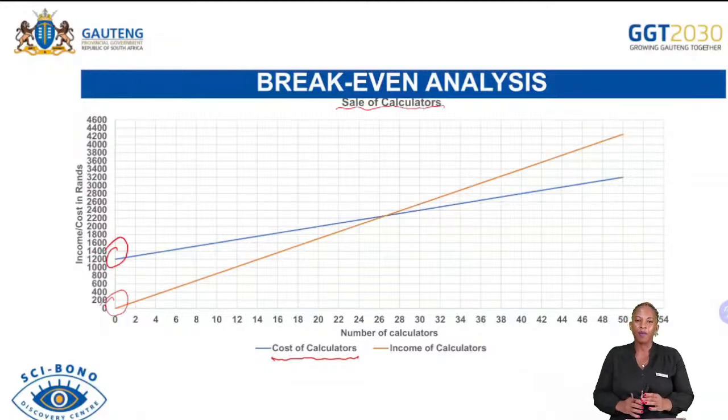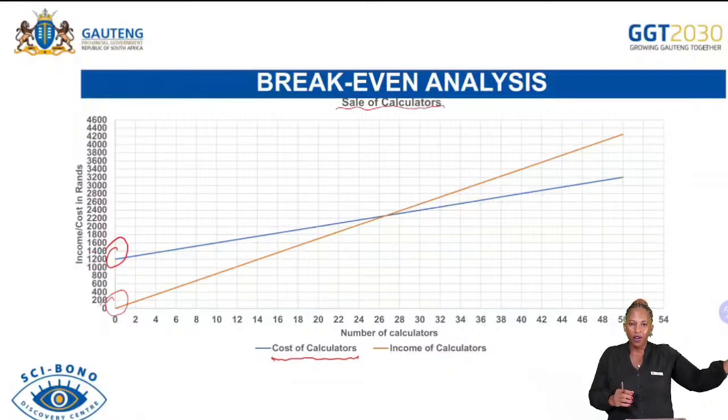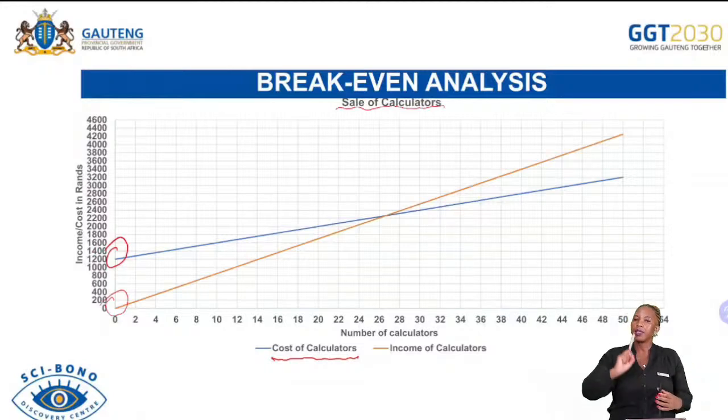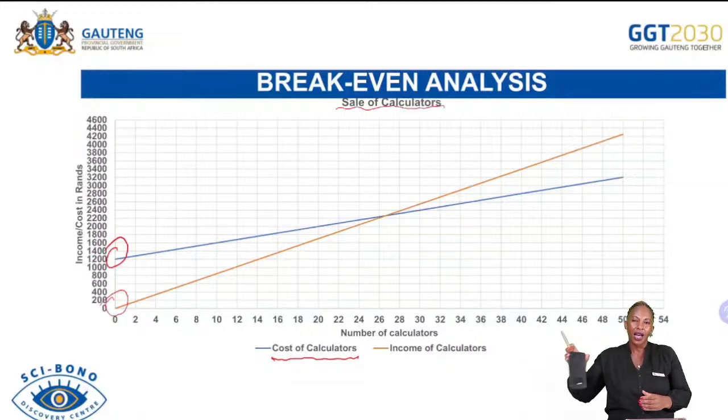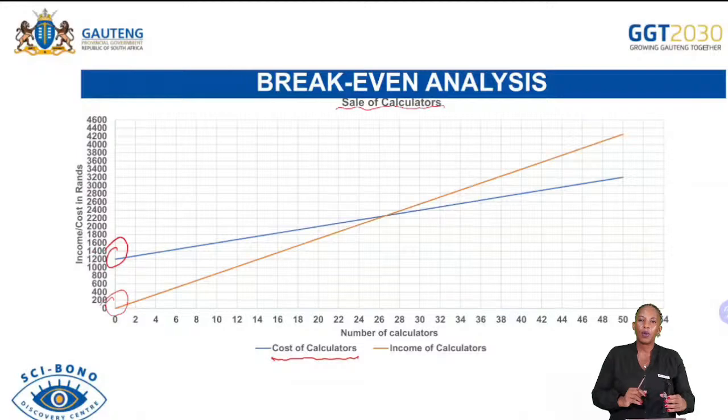And then when I come, I will sell them to you for what? For 100 rand. How much profit will I register with one calculator? 20 rand, because I bought it for 80 rand and then I am selling it for 100 rand. So my income will be 100 rand, my expenditure will be 80 rand, and then my profit will be 20 rand.